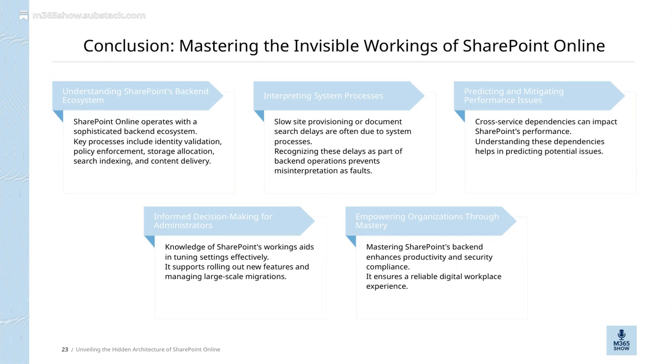At its core, SharePoint Online operates within a sophisticated backend ecosystem. Key processes include identity validation, policy enforcement, storage allocation, search indexing, and content delivery. Having a clear grasp of this ecosystem allows you to better interpret what's happening behind the scenes, ultimately leading to more effective management and a smoother user experience.